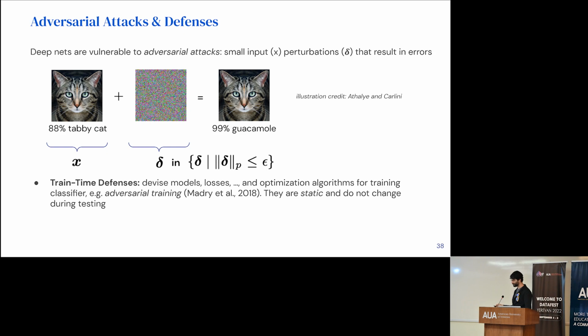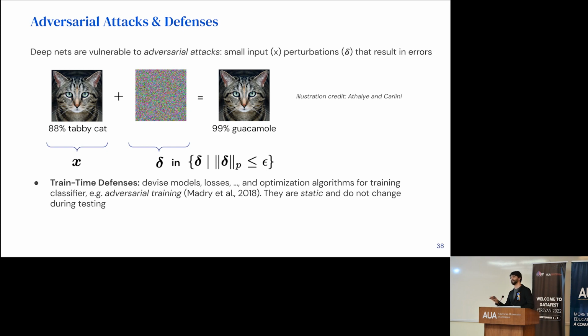So there's a problem. Train-time defenses try to make new model architectures, losses, or optimizations when training a classifier, so-called adversarial training, to help deal with this problem, so that it's not as affected by perturbations.